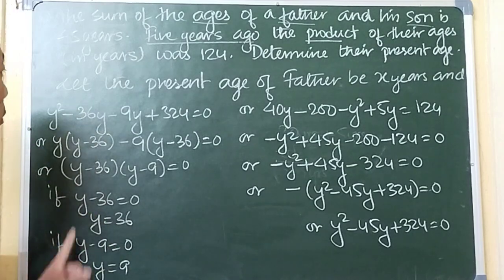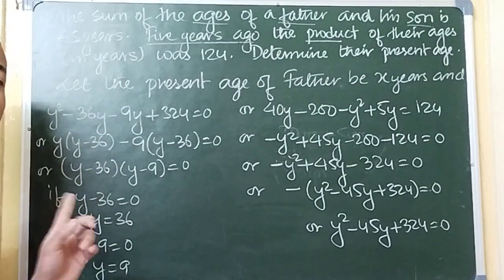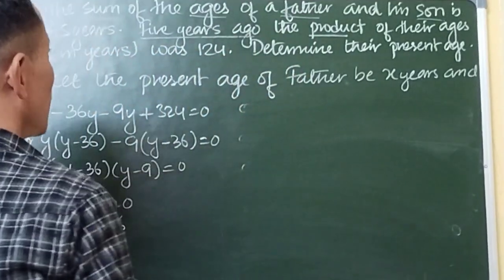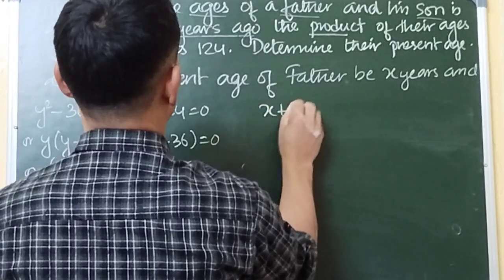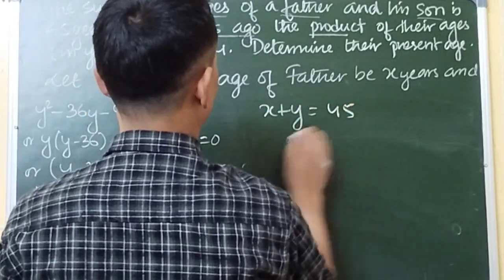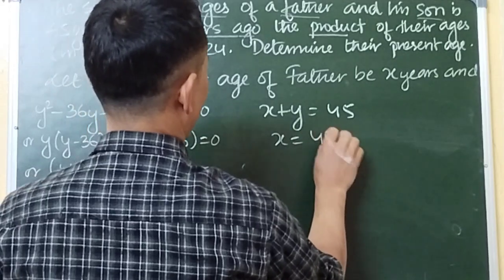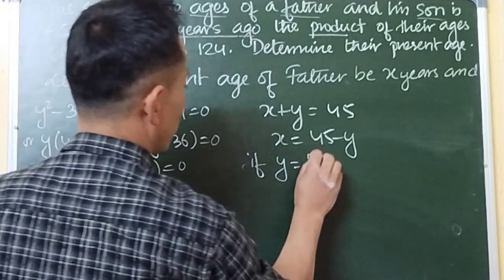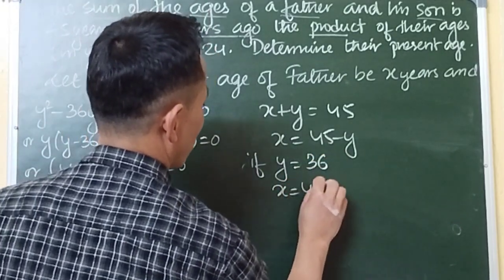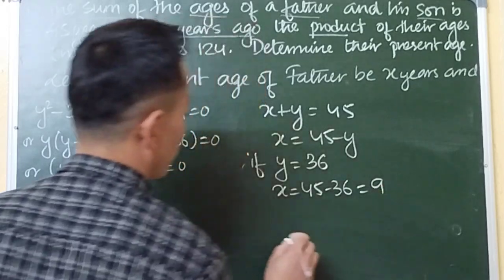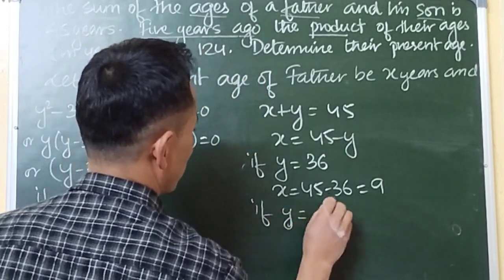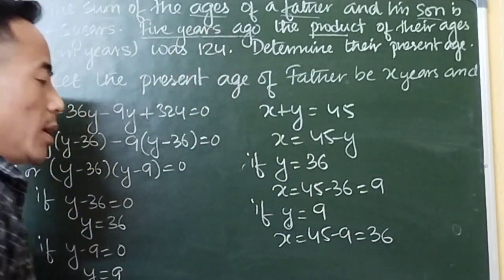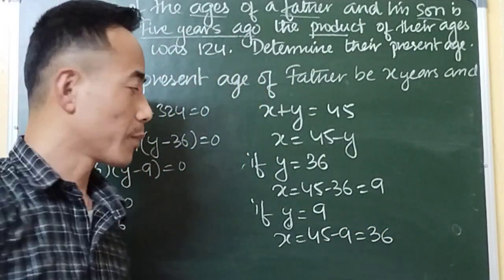Now we will put this value in equation number 1 and obtain the value of x. So we had x plus y equals 45, or x equals 45 minus y. If you take y equals 36, then x will be 45 minus 36, this will give you 9, and if you put y equals 9, then x will be 45 minus 9 equals 36. So we are getting two values of x and y.